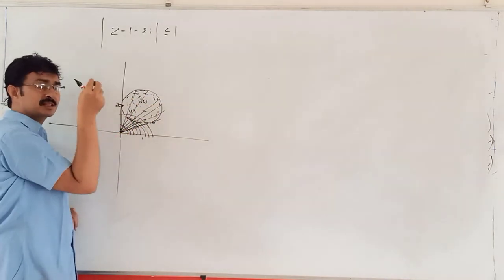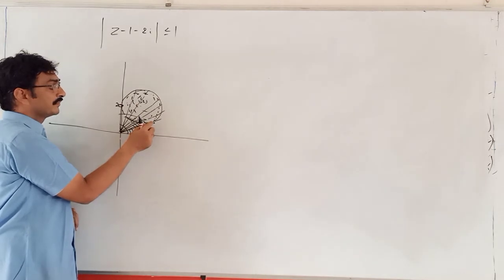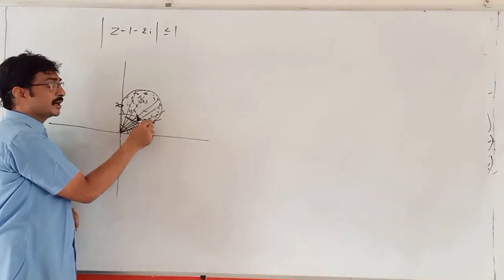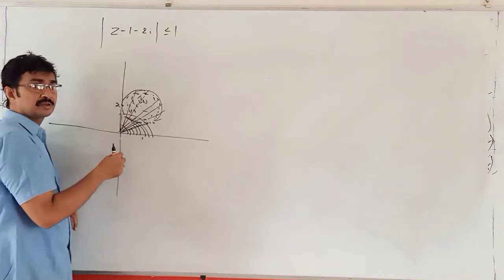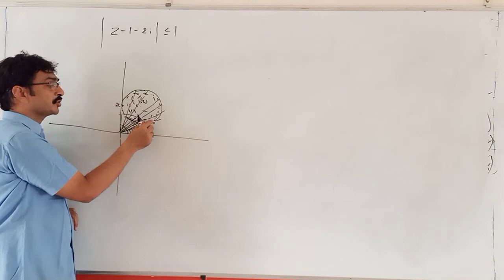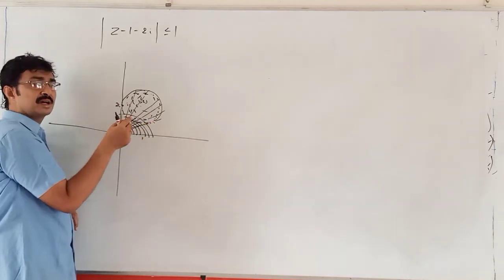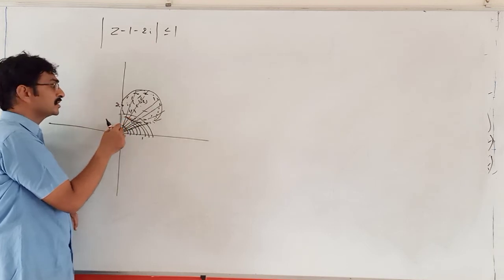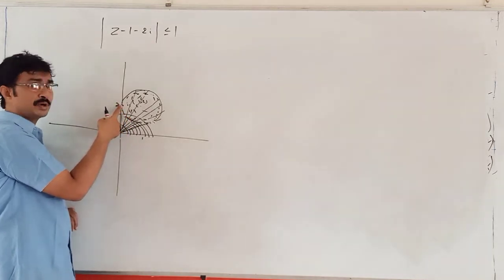Required is the complex number z having least amplitude. So when z is at this position, it has the least argument, and when z is at this position, it has the maximum argument. So what is the complex number having least argument? We have to find this point of contact. What is the complex number having maximum argument? We have to find this point clearly, that is 0, 2, which lies on the positive y-axis.